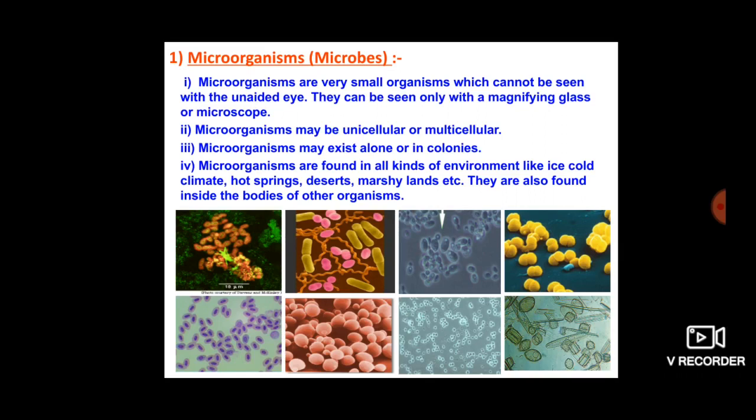And then the microorganisms may be unicellular or multicellular. Unicellular means the organism having only one cell. Multicellular means the organism having more than one cell. So in microorganisms, we will see both kinds of characteristics. Some of the microorganisms are unicellular and some are multicellular. Which microbes belong to the unicellular group and which to the multicellular group, we will discuss later.